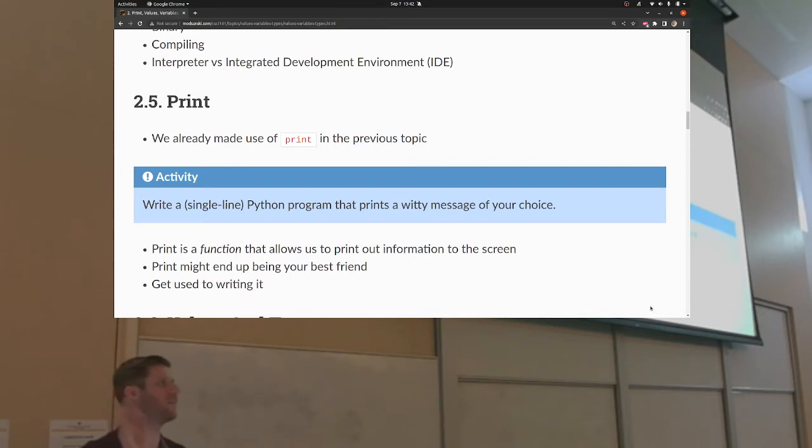Just a little FYI. Any questions so far? Now we're going to get back to actual code again, which is more fun. No questions or anything? Okay.